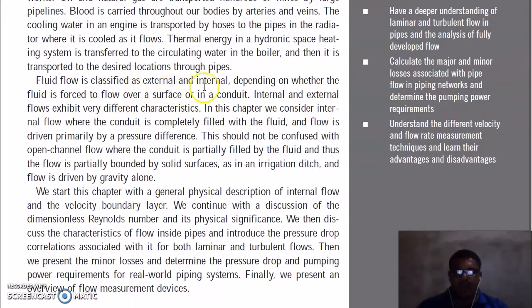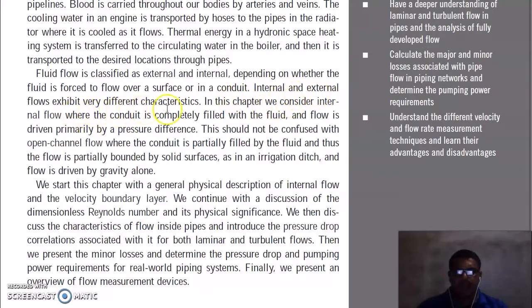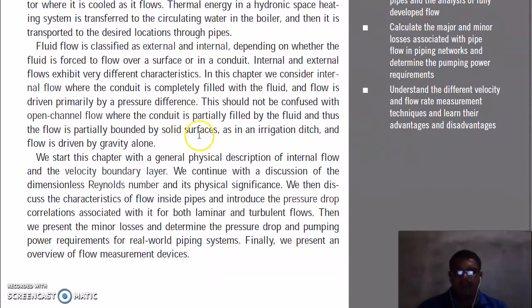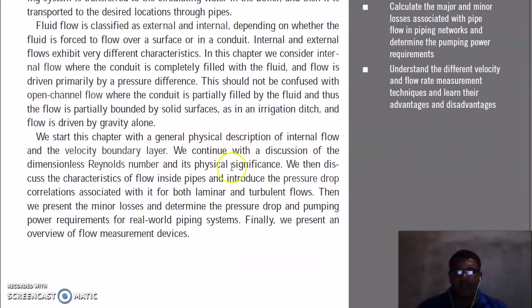Fluid flow is classified as external or internal, depending on whether the fluid is forced to flow over a surface or in a conduit. Internal and external flow exhibit very different characteristics. In this chapter, we consider internal flow, where the conduit is completely filled with the fluid and the flow is driven by pressure difference. We start with the general physical description of internal flow and the velocity boundary layer.